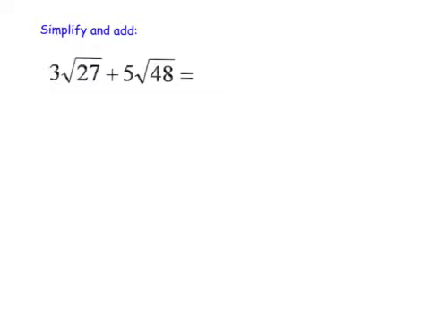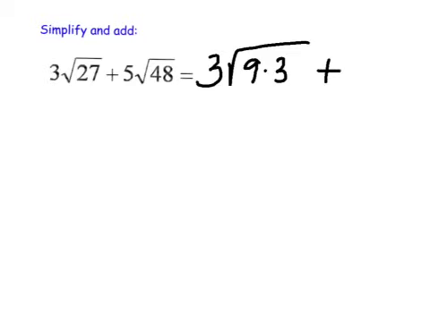Add after you simplify. If I look at these, I say, oh, can't do that problem because the numbers under the radical aren't the same. You don't get off the hook that easy. We've got to simplify them. So I'm going to first look at 3 times square root of 27. We're going to break it down. What perfect square goes into 27? How about 9 times 3?